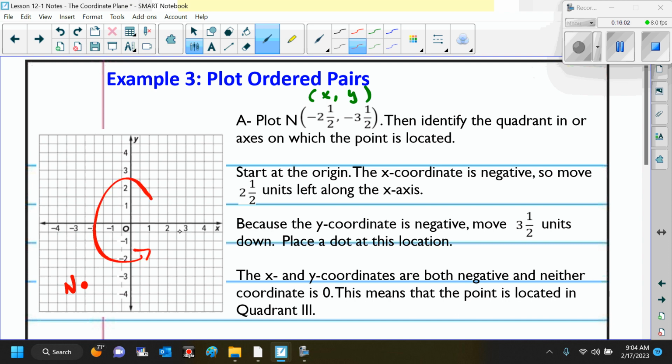And when you look at the quadrants, we're in 1, 2, 3. So we are in quadrant 3. Here. Oh, we have it right there, quadrant 3.